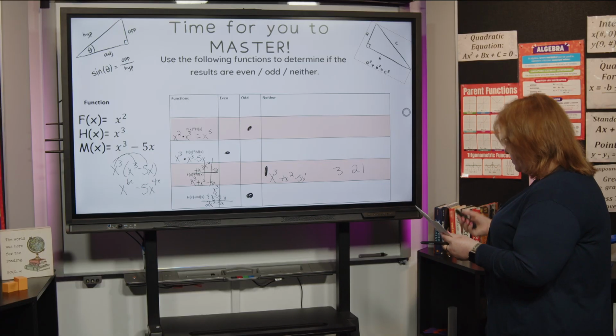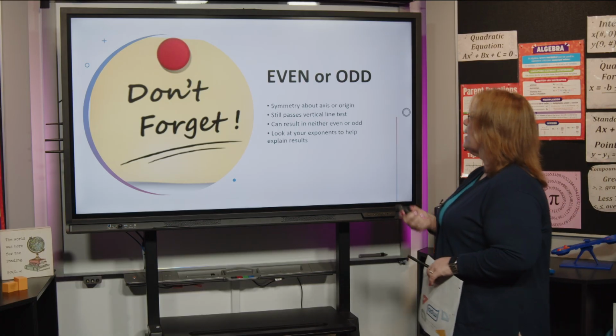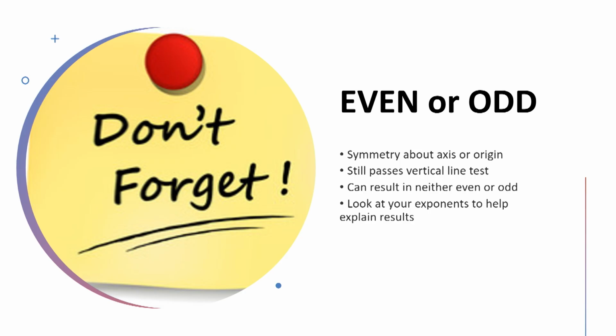Good job. We don't want to forget with our even or odd, we have symmetry about the y-axis or the origin. We still pass the vertical line test. The results can be neither even nor odd. It doesn't have to be even or odd. And we are always looking at our exponents to help us explain our results.